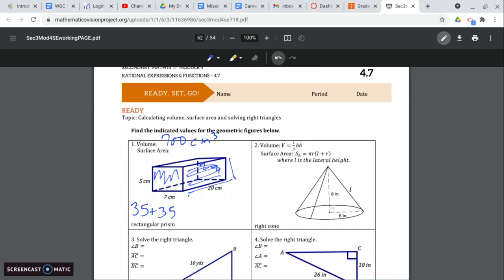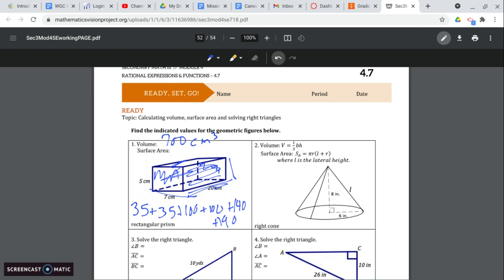So that means that one and the one over here are both 100. So plus 100 plus 100. We need to have 6 areas because there's 6 sides to a rectangular prism. So then we have the bottom and the top. So that's 20 by 7. 20 times 7 is going to give us 140. So plus 140 plus 140.